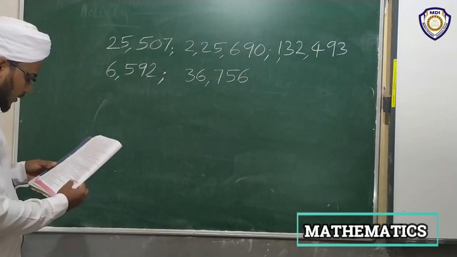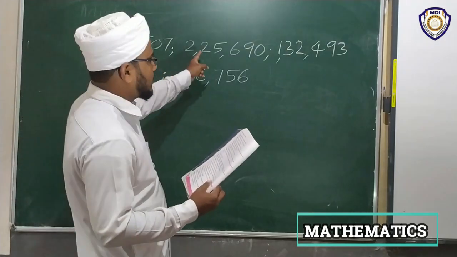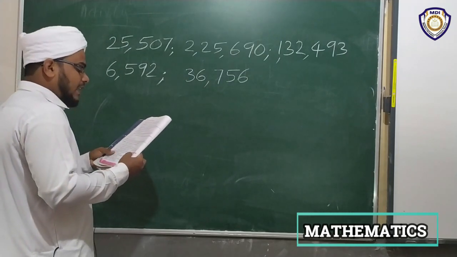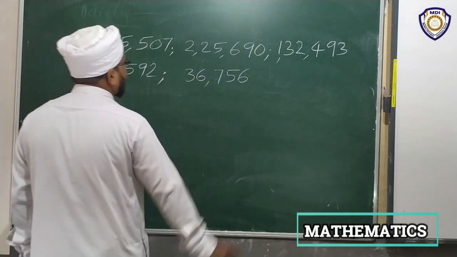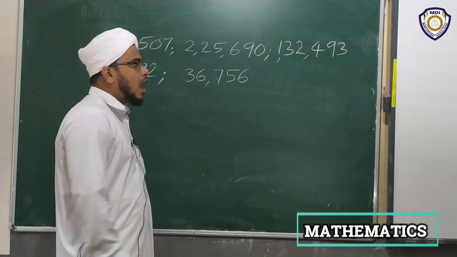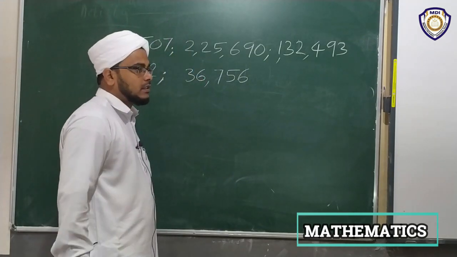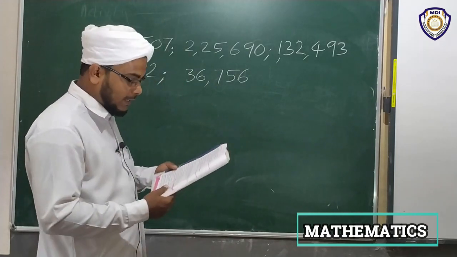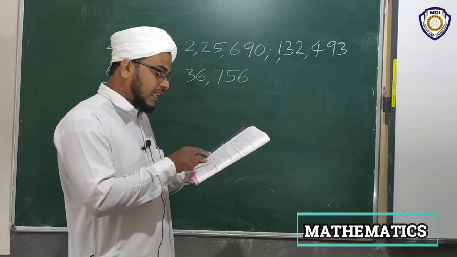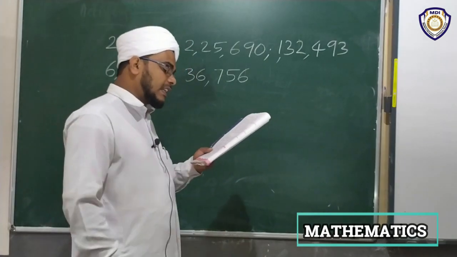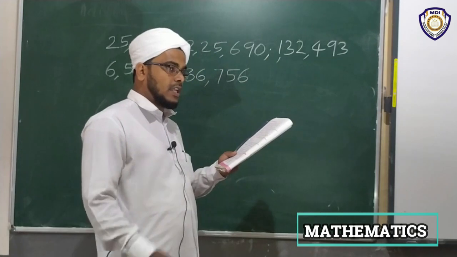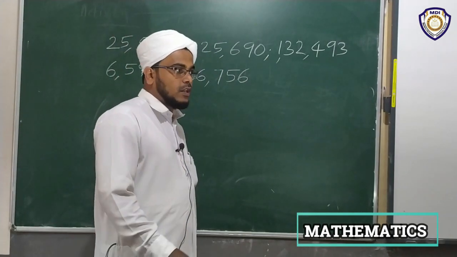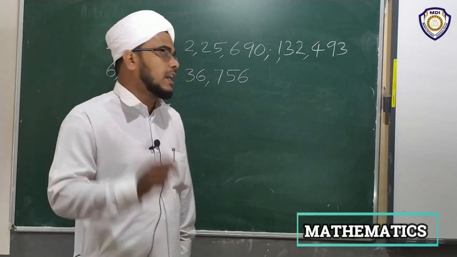Arrange the following numbers. These are the numbers we have to arrange in ascending order. How can we arrange these numbers in ascending order? There are 3 steps. Step 1: the number with the least number of digits is written at the top first. Let us arrange the given numbers in the place value table.